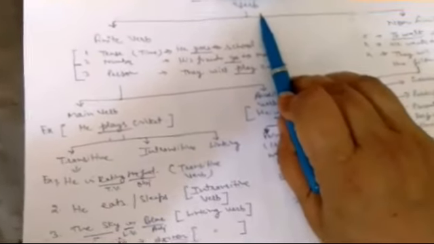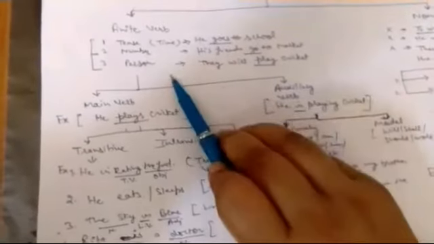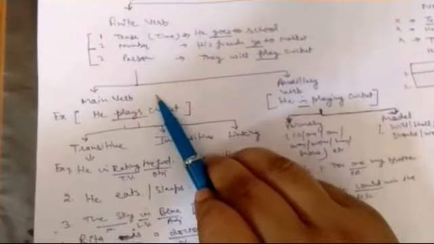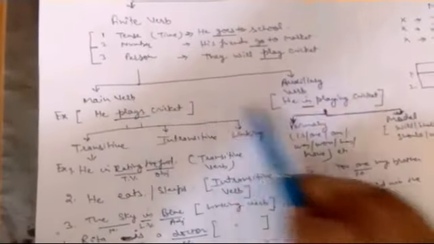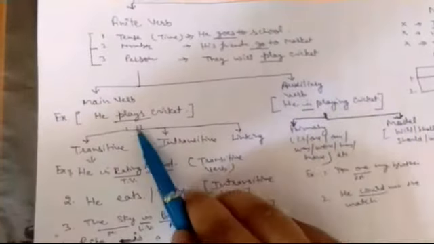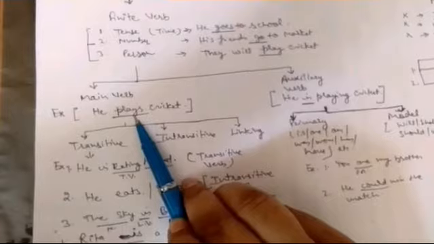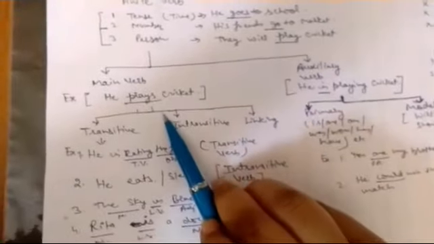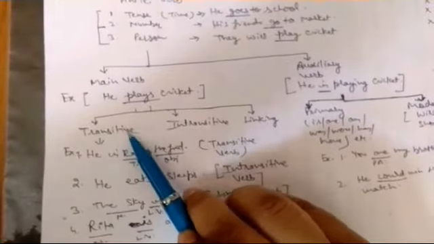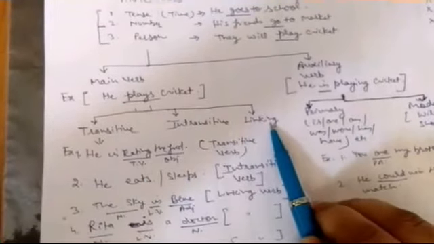Then verb is divided in two parts: finite verb and non-finite verb. Finite verb is further divided in two parts: main verb and auxiliary verb. This is the main verb, plays, and this is the auxiliary verb. Main verb is further divided in three parts: transitive, intransitive, linking.